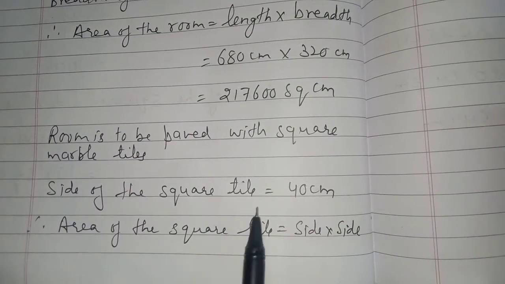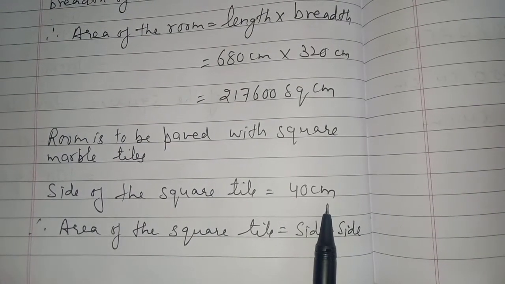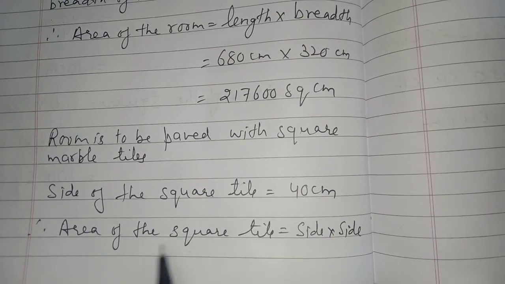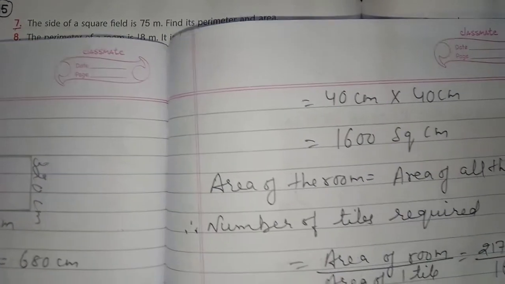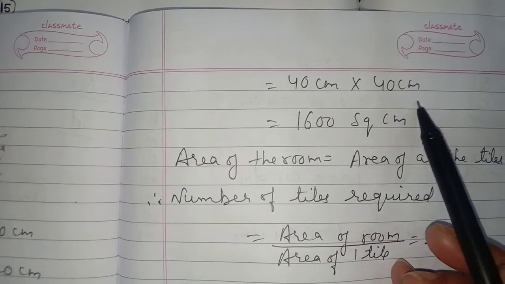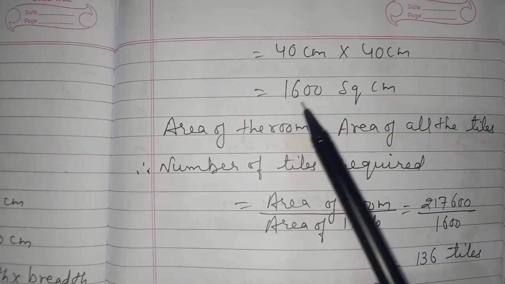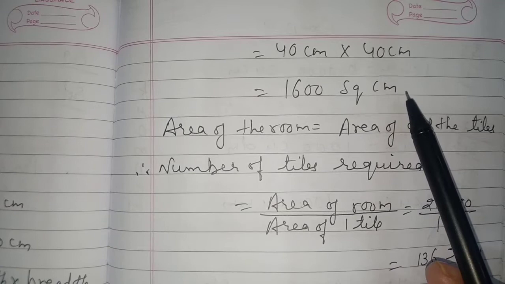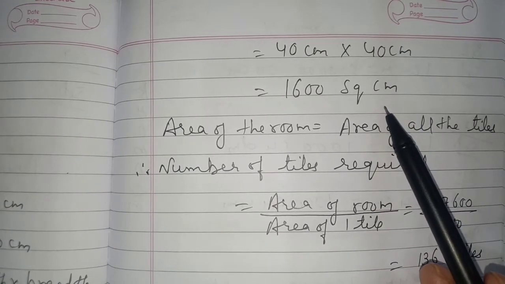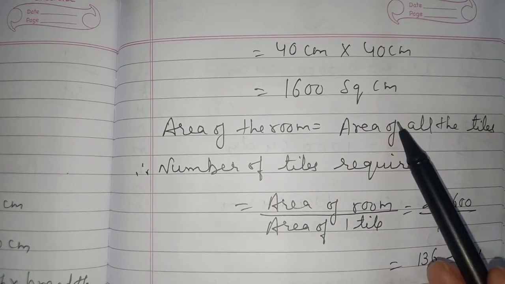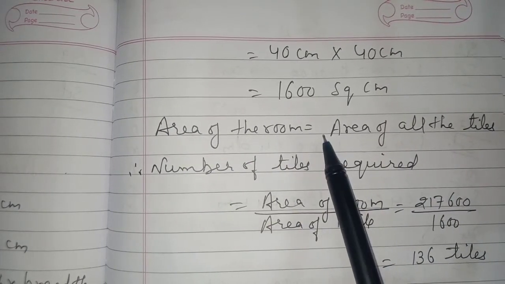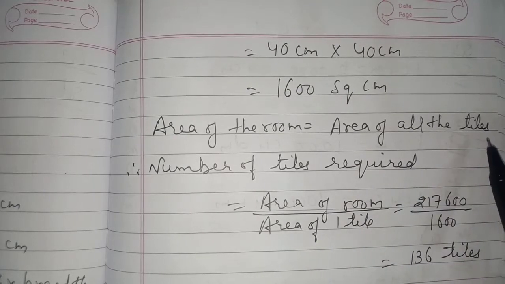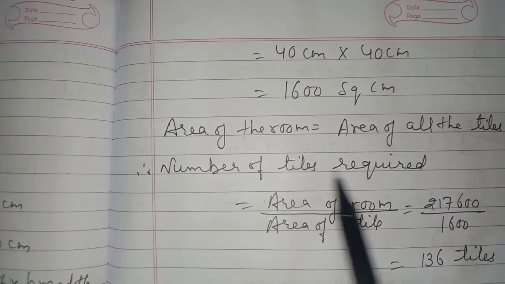After this, we know that the room is to be paved with square marble tiles. Now, the side of the square tile is given, that is 40 centimeter. With this, we can find the area of the square tile, that is side multiplied by side. So, what will be the area of the square tile? That is 40 centimeter multiplied by 40 centimeter, means 1600 square centimeter. Now we know the area of the room and the area of the square tile. So we can easily make out that the area of the room will be equal to the area of all the tiles. Therefore, number of tiles required.